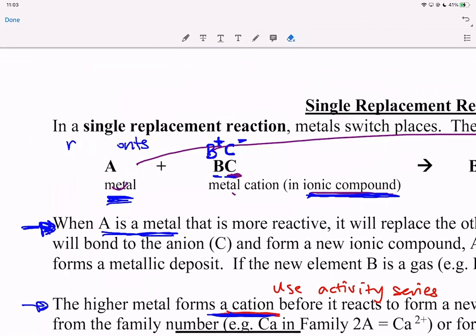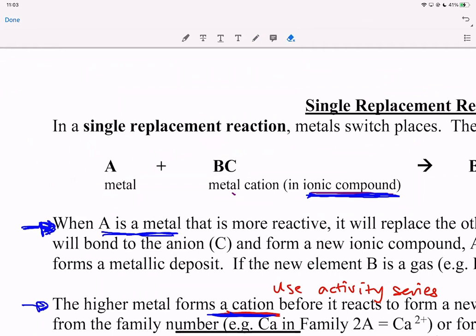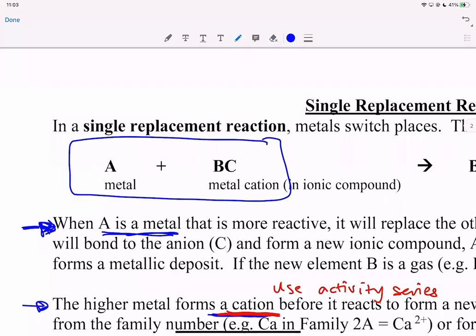I'm going to erase this so that it's not so messy looking. But zooming in on these two reactants, you have your two reactants, A and BC. Think of it like this, where A is a single person, and BC is a couple. Okay, so this is two people, they are coupled. Well, if A is more exciting, more interesting, more whatever, more money, got a better car, A will replace B in that couple, and you will have a new couple formed.